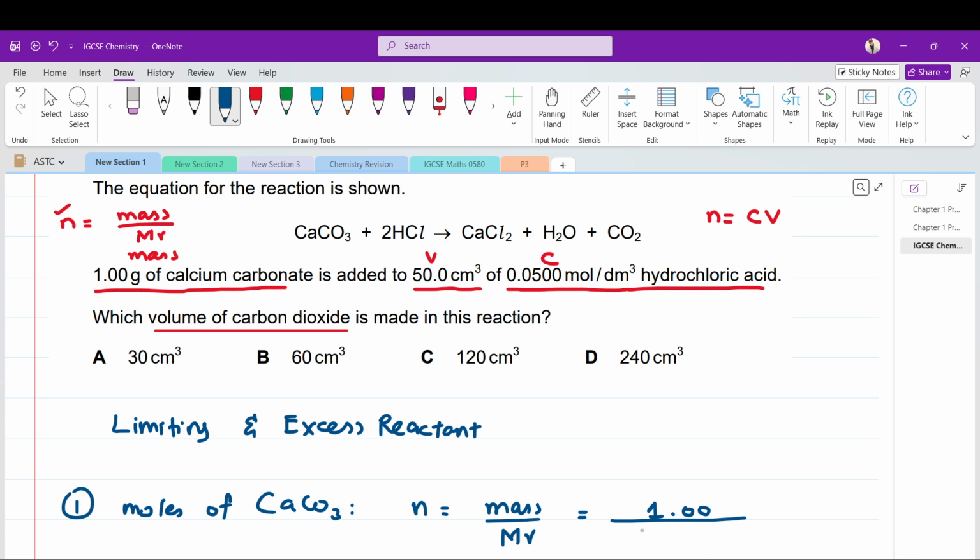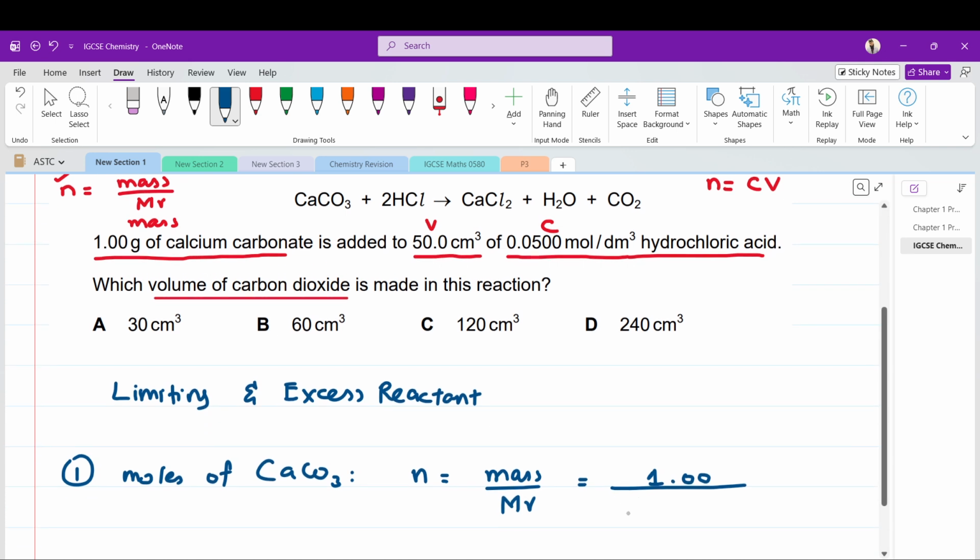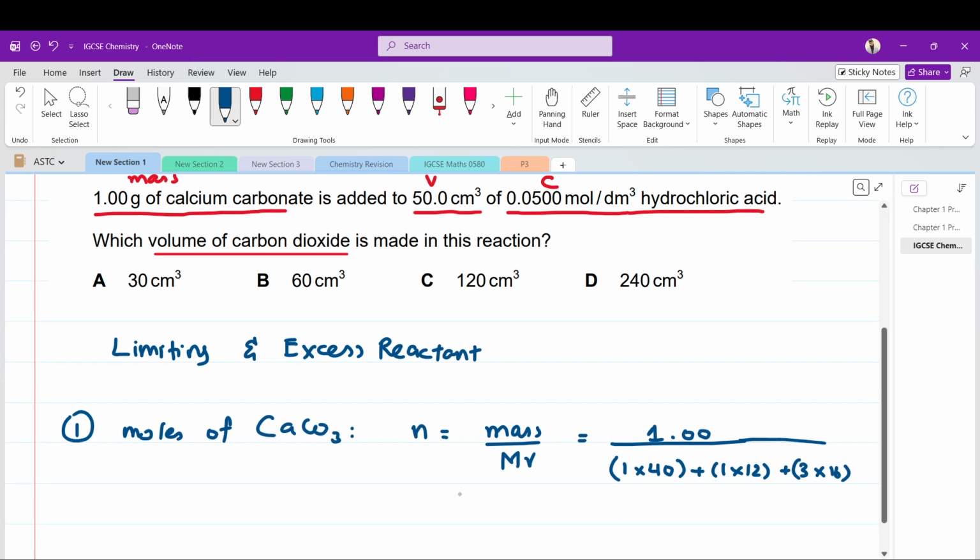And the Mr we can calculate. We have 1 atom of calcium, so that will be 1 times the Ar value of calcium, which is 40. You get this value from the periodic table. Plus you have 1 carbon, so that will be 1 times 12. Then you have 3 oxygen, so that would be 3 times 16. When you add them up, 40 plus 12 is 52, plus 48, that would be 100. Therefore this will be 0.01 moles.